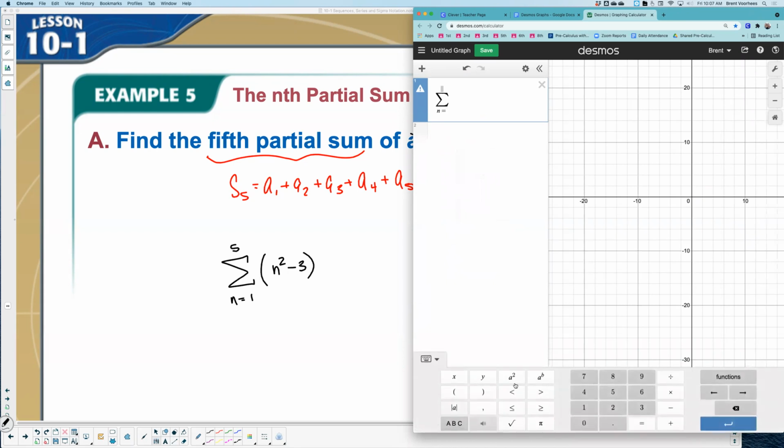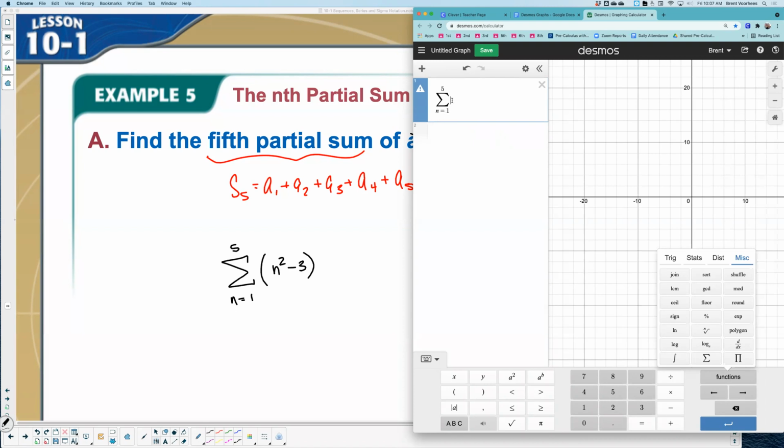Or you can go to the Desmos calculator, hit functions, and on the MISC tab, you'll see it down at the bottom. But you can just type in SUM for sum. You say n equals 1, and we're going up to 5. Now, what is that actually going to do, you think? What is that telling the calculator? It's going to plug in all those numbers.